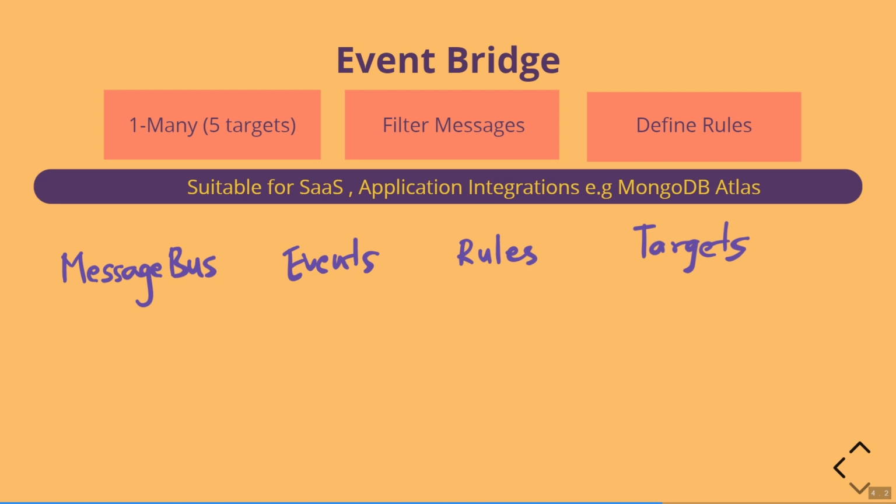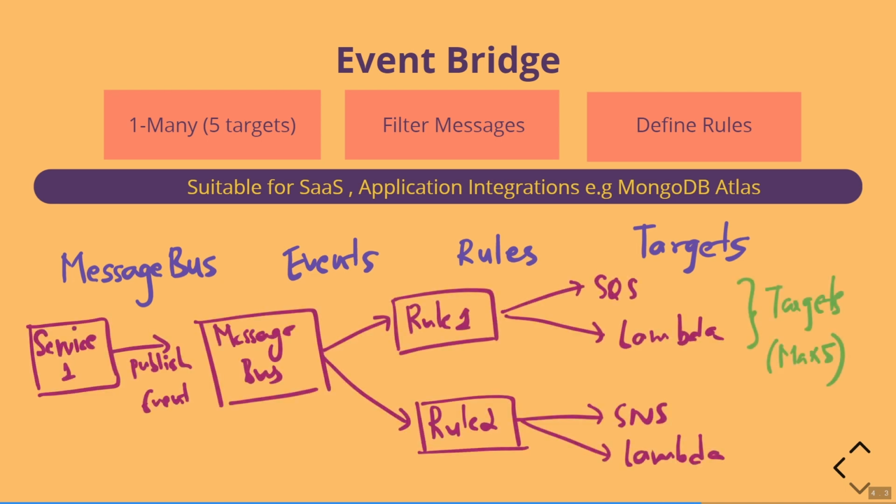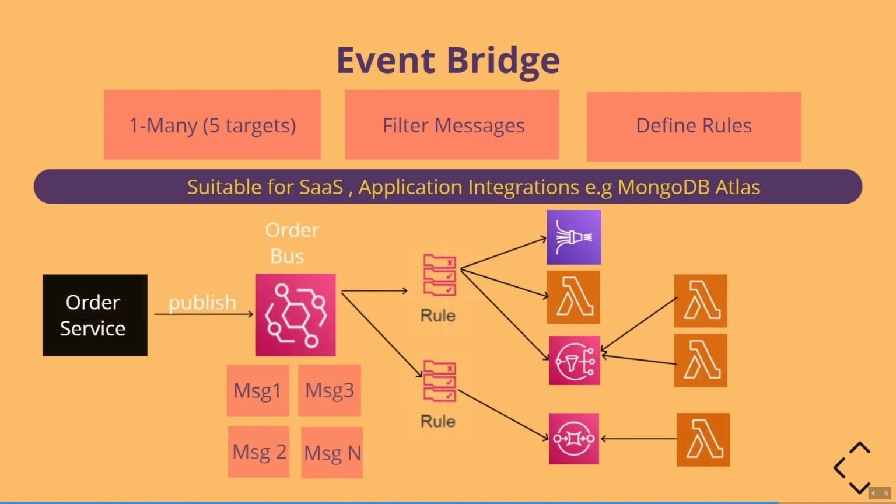On these events, you can define rules. The rules can define exactly based on what parameters within your incoming message you want to send it to the targets. Now the targets can be 5 maximum for each rule, and those targets can be AWS services like SQS, SNS, Lambda, and so on. So there is a list of targets that Event Bridge supports, and same can be found in the AWS documentation. So this is how it looks.